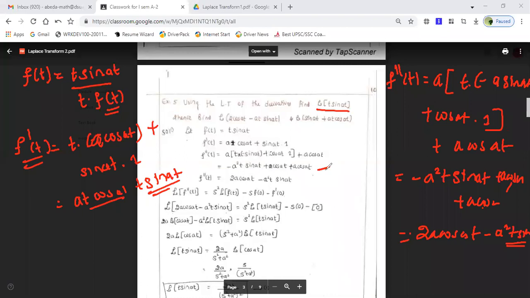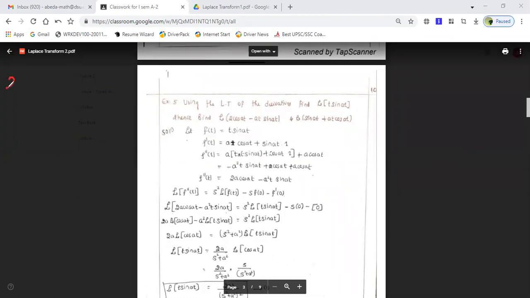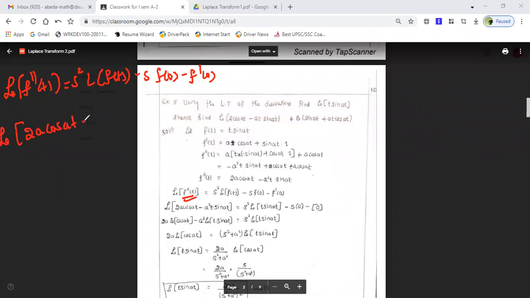So I have found out here. You have got f double dash, you have got f dash. Now use the formula for Laplace transform. That is Laplace transform of f double dash of t will be equal to s square into L of f of t minus s into f of 0 minus f dash of 0. So apply the formula, guys. So L of f double dash of t is what? It is Laplace transform of 2a cos at minus a square t sin at. Okay, this is our left hand side.